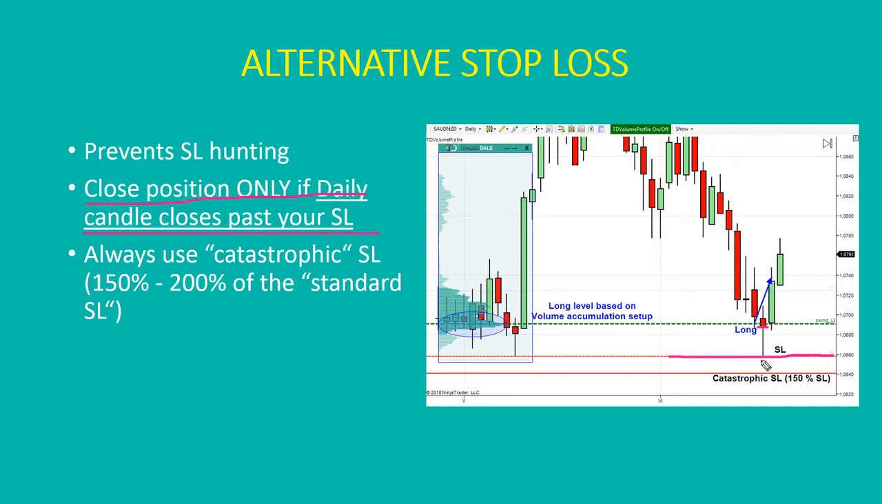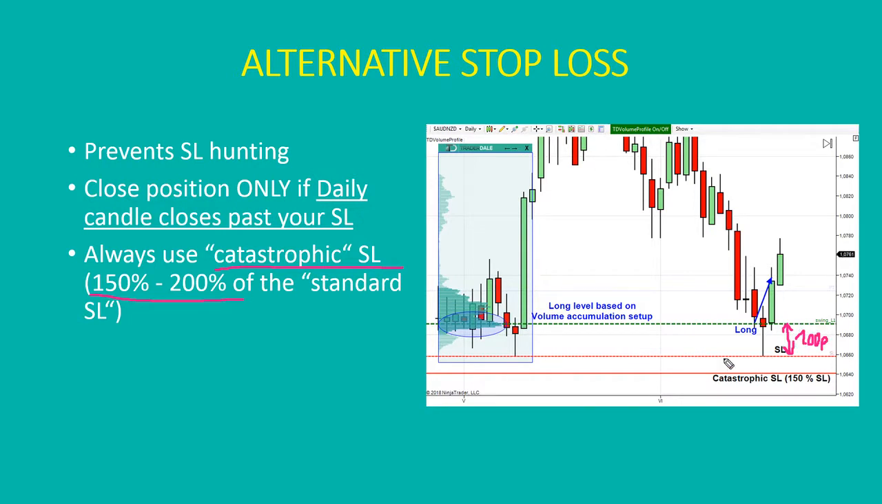If it doesn't close below it, then you hold the trade. Now, obviously, for money management reasons, you need to have some stop loss. And I call this stop loss a catastrophic stop loss. This catastrophic stop loss is 150 to 200% of the standard stop loss. So in this case, imagine that this is a 100 pip distance. Let's say that your normal stop loss would be 100 pips.